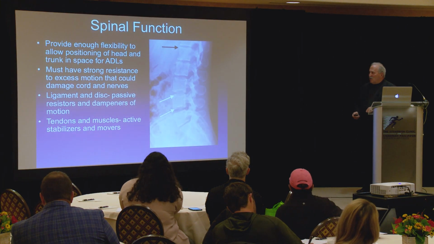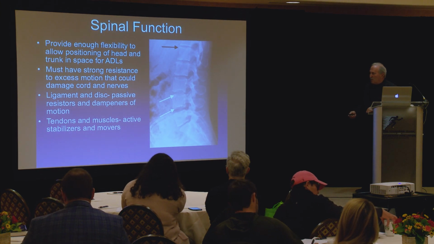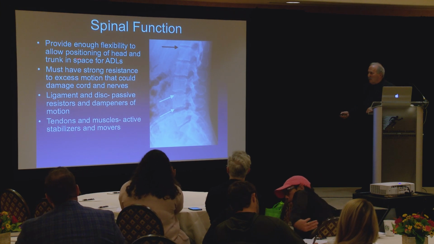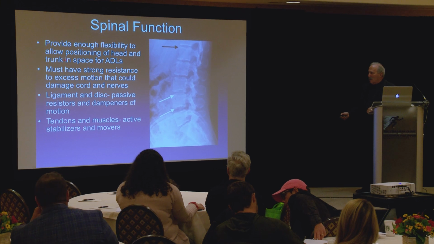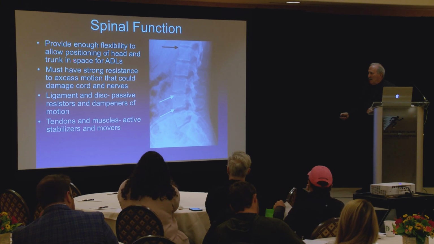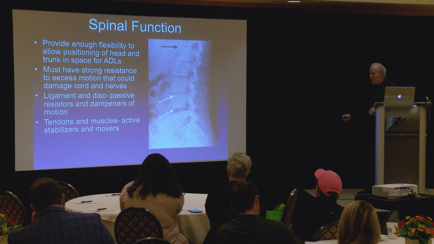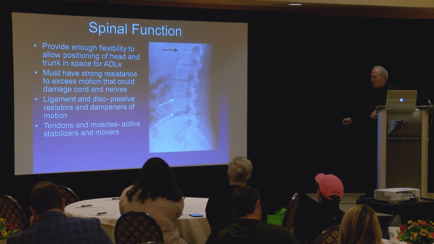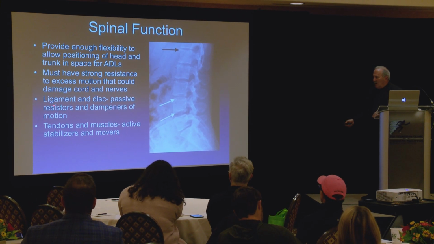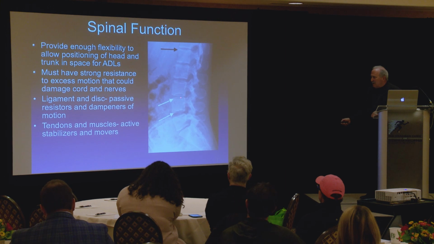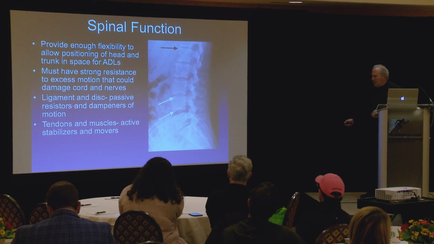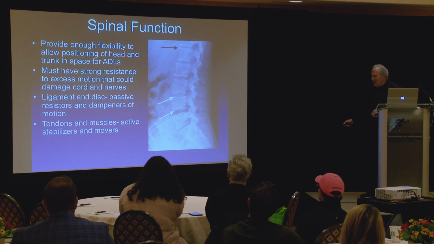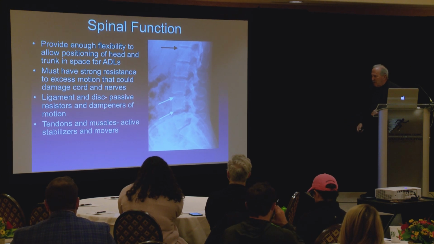So the spinal function, again, we're going to go through this once more, provides enough flexibility to allow positioning of the head and trunk in space. It has to have strong resistance to excess motion that could damage the cord and nerves. The ligaments and discs are passive resistors and dampeners of motion. Tendons and muscles are active stabilizers and prime movers.